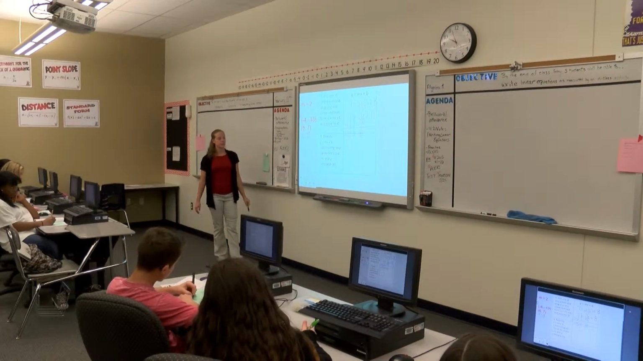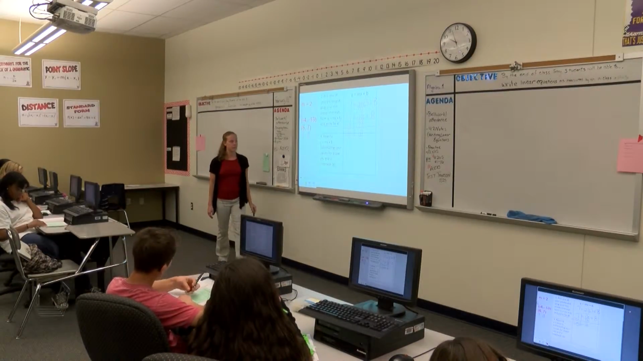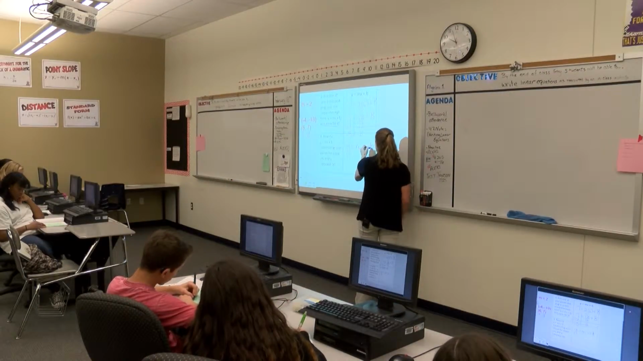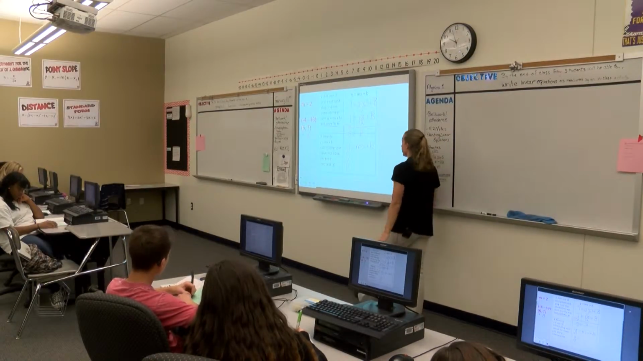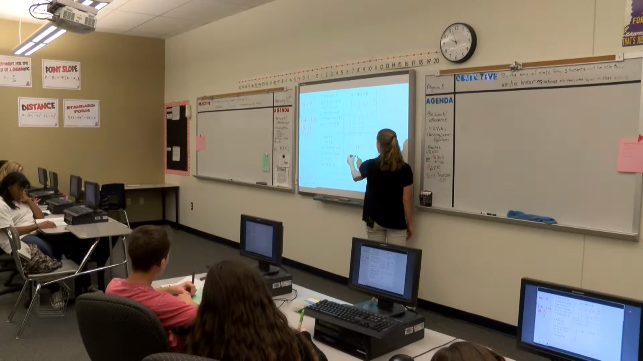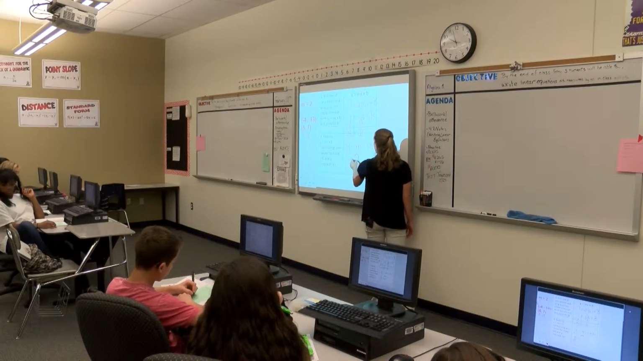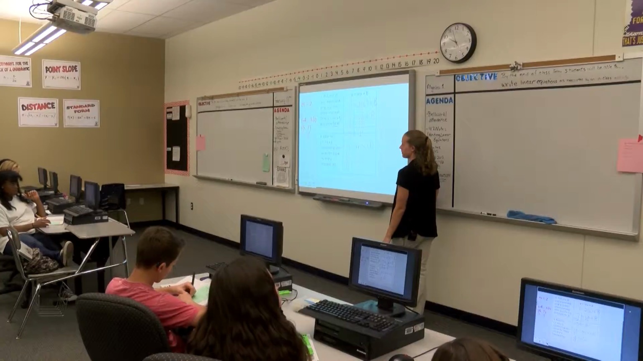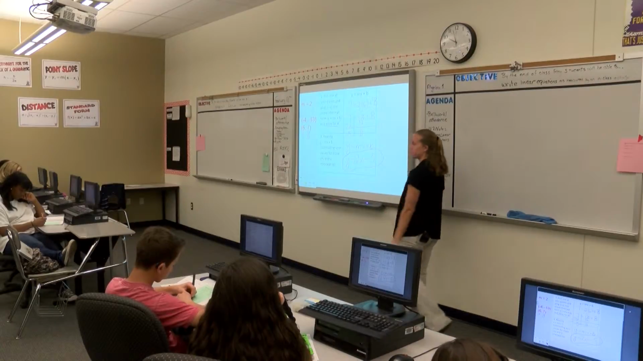Step 3, rewrite y equals mx plus b, substituting your values for slope, which is m, and the y-intercept, b. Y equals mx plus b. Y equals, Brayden, what's my slope, m? What number? 2. 2x. And Kayla, what's my b? -5. Very good. You're done.